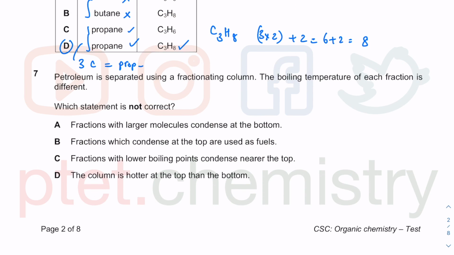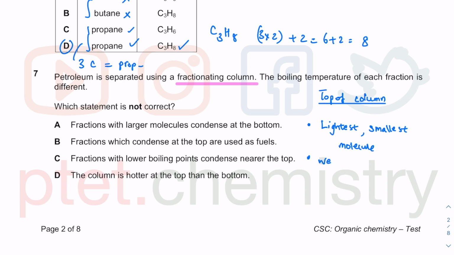Question 7, this is about fractionating column. This is fractional distillation of crude oil there. So boiling temperature of each fraction is different. So you got the top of the column, and that will be the lightest, smallest molecule, because that's the one with the weakest intermolecular forces.